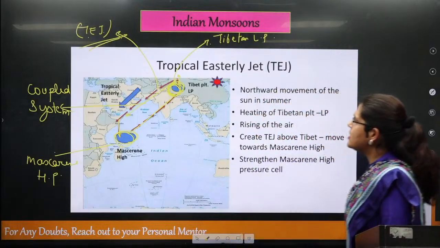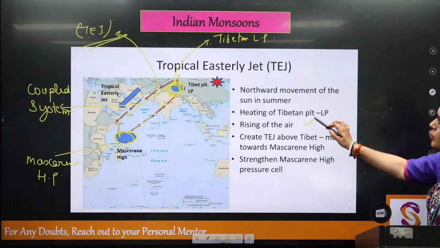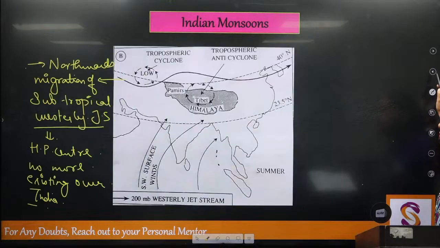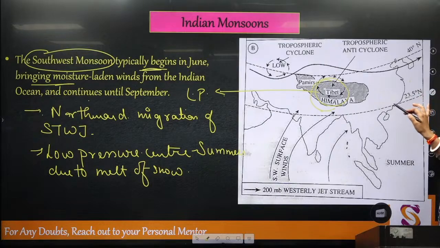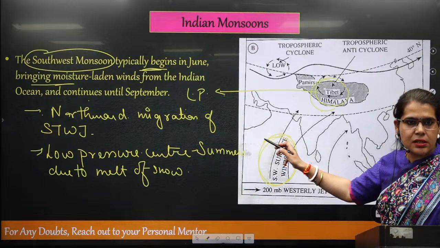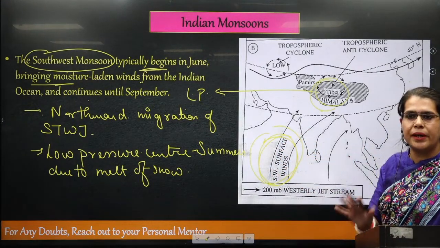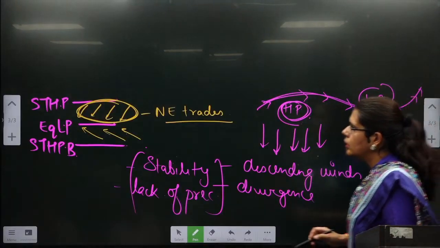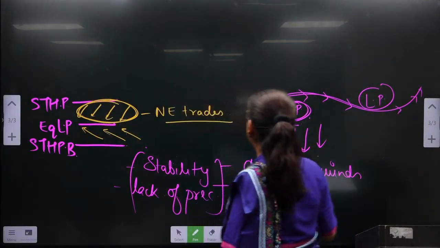Okay, now this is the next condition. Okay, so heating of the Tibetan plateau creates the TEJ. Now the next question is, what about these winds? From where they are coming? There were the northeast trades. So how come the southwest monsoonal winds? So this is very simple aspect. इसको कैसे देखना है? The ITCZ has now shifted northwards. Okay, so see what happens.